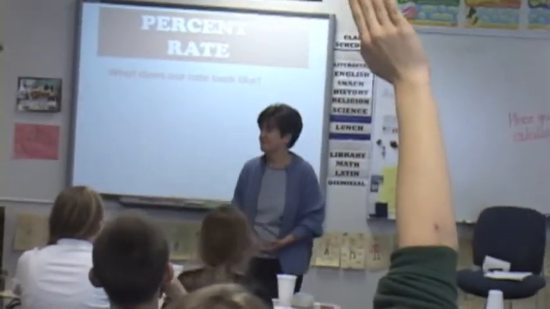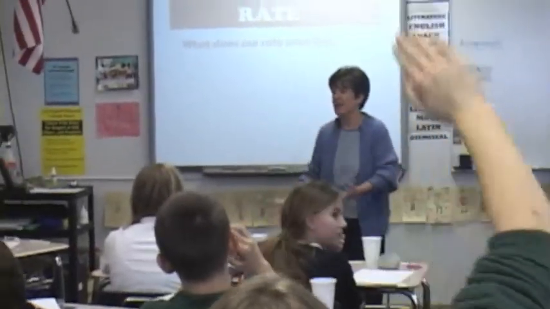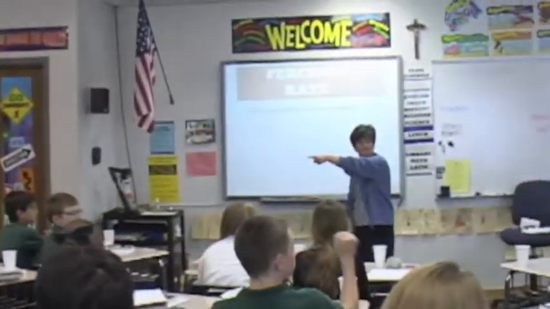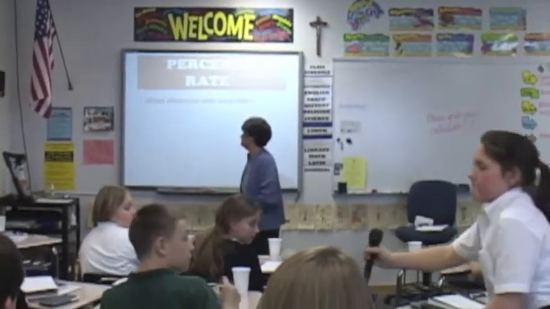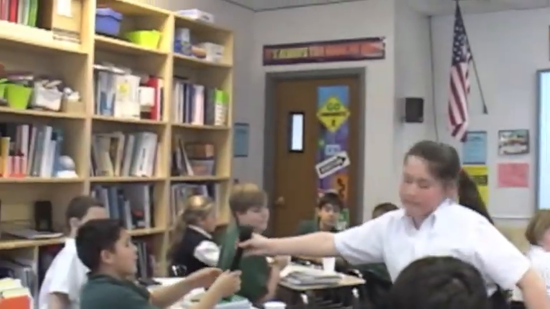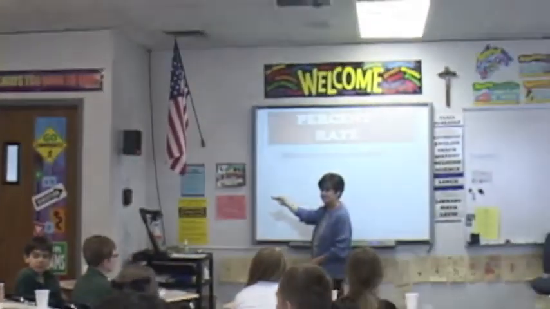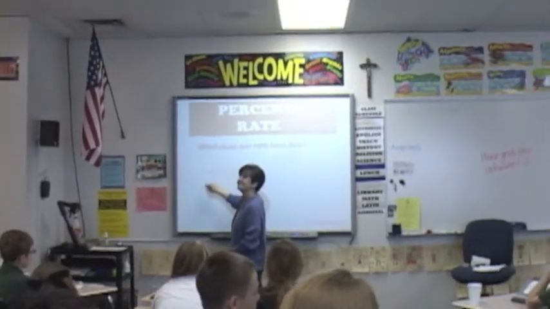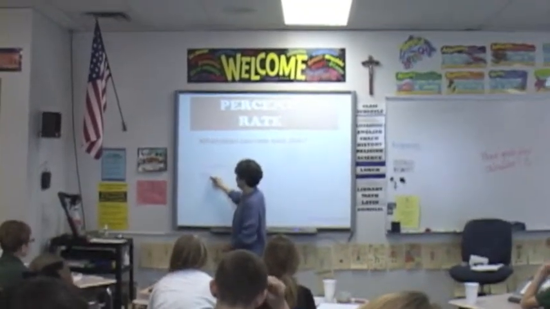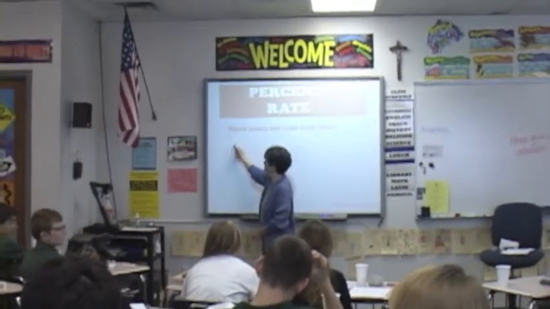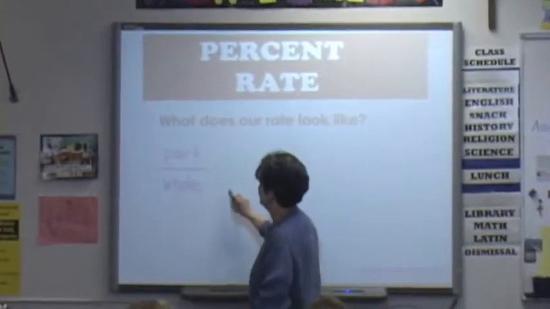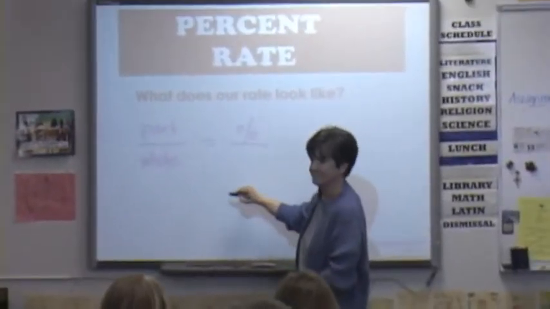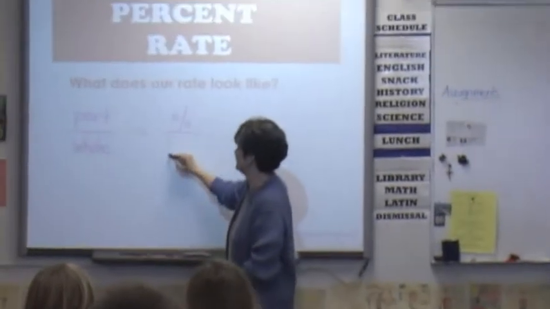What do we do? Louis, talk to me. So we have our part on top. No, so for our denominator, we have the whole. There you go. And then for our numerator, we have the part. And then across from the part, we have our percent. And then our whole. Nice job.